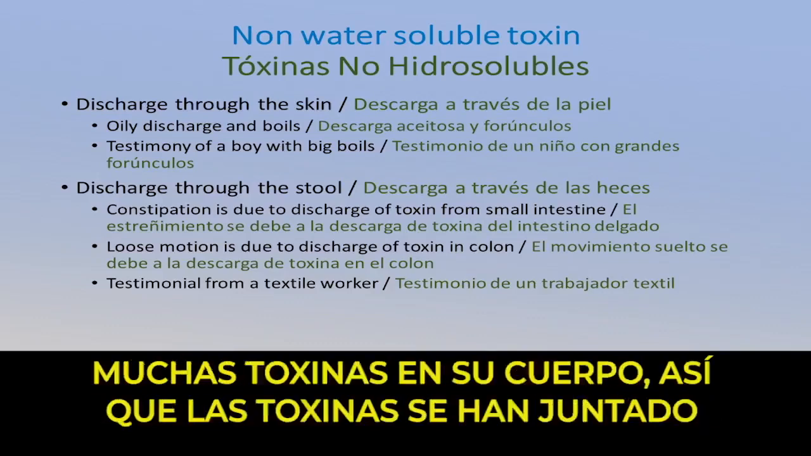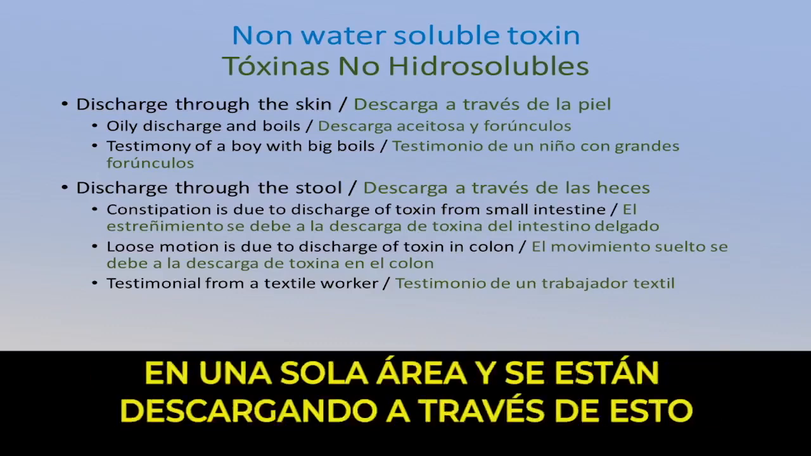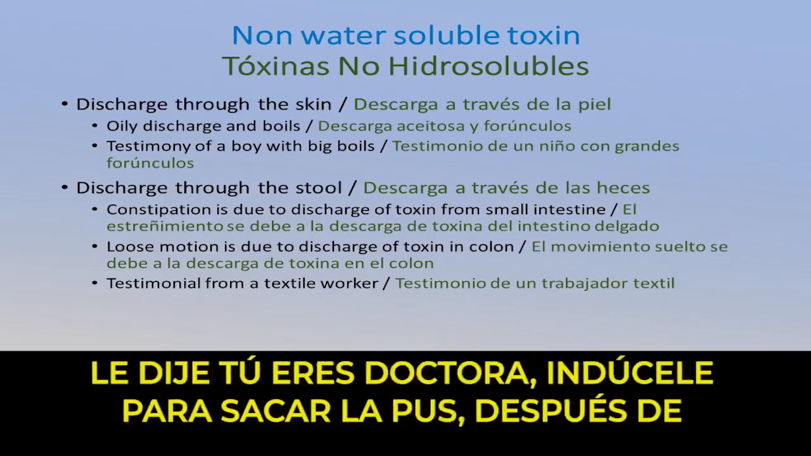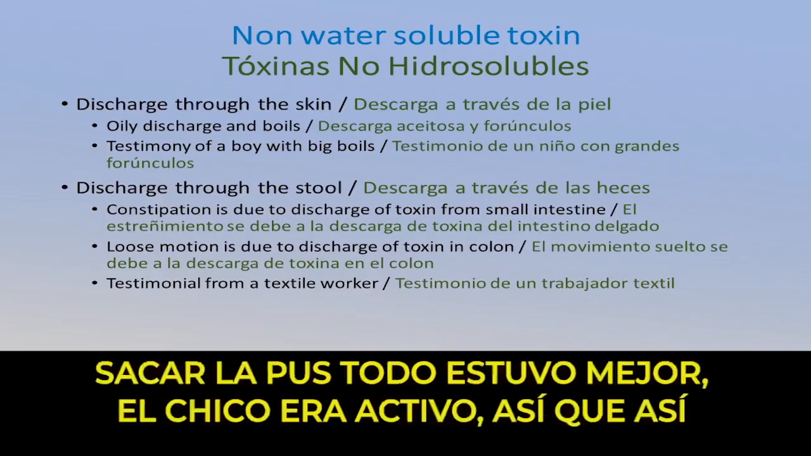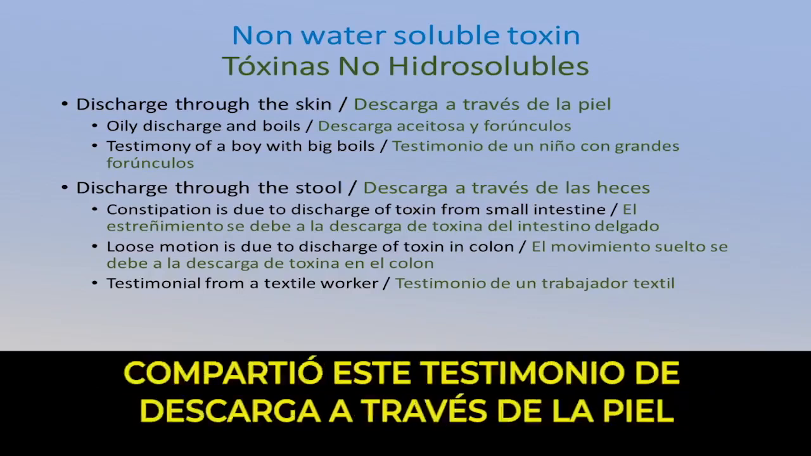Before that, the boy had a lot of toxins in the body. Now the toxins are put together in one area and are going to discharge. As a doctor, you can induce the pus, let the pus come out, and then remove it from the body. Then everything becomes okay, and the boy becomes active again. So this is one testimony of discharge through the skin.